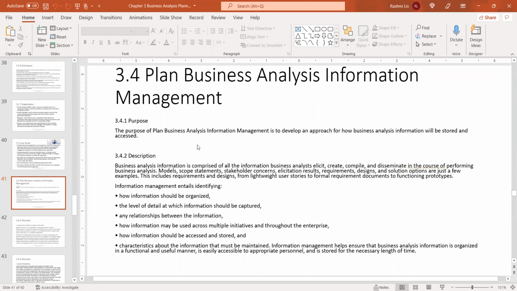Models, scope statements, stakeholder concerns, elicitation results, requirements, designs, and solution options are just a few examples. This includes requirements and designs, from lightweight user stories to formal requirement documents to functioning prototypes. Information management entails identifying how information should be organized, the level of detail at which information should be captured, any relationship between the information, how information may be used across multiple initiatives and throughout the enterprise, how information should be accessed and stored, and the characteristics about the information that must be maintained.